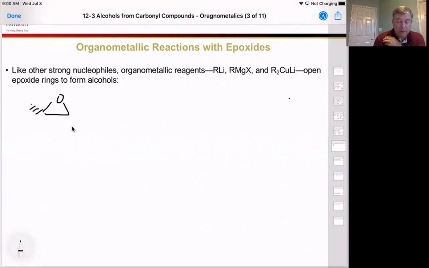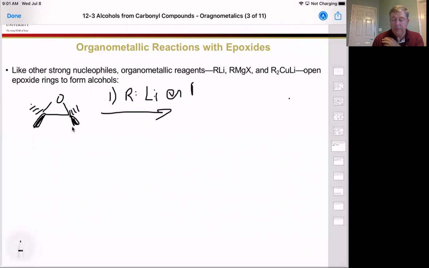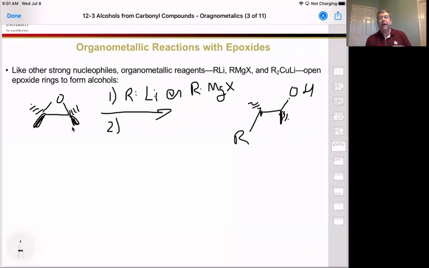So if we think about the groups that are going to be also on here, they could be hydrogens, or these could be substitution groups here. And so if we react this epoxy with an organometallic reagent, such as lithium or a Grignard reagent, and then we quench that reaction with water, we're going to end up ring opening that, giving us an alcohol, and our attached groups are still in the same location right here, plus our new R group is going to be added to the system.